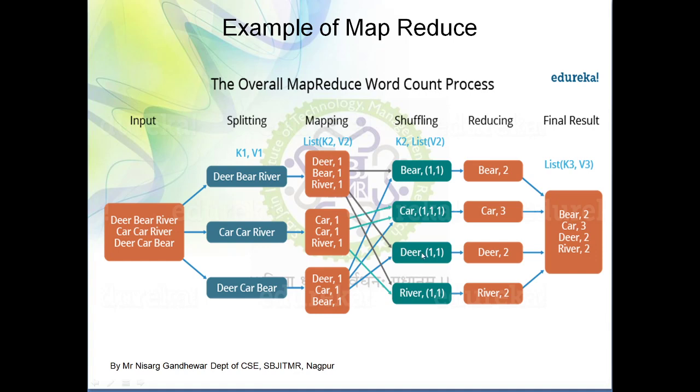Similarly for deer, you can observe there are two occurrences. The first occurrence is coming from the first subfile, and the second occurrence is coming from the second subfile. That's why here you will see deer 1 comma 1. Finally we have river. From the first subfile there is one occurrence, and from the second subfile there is another occurrence. There is no occurrence in the third subfile. That's why we have written river 1 comma 1.